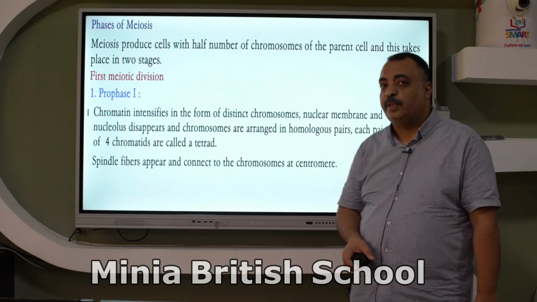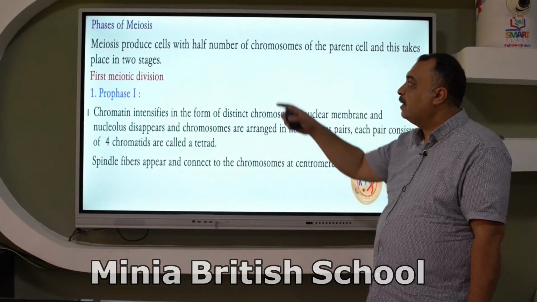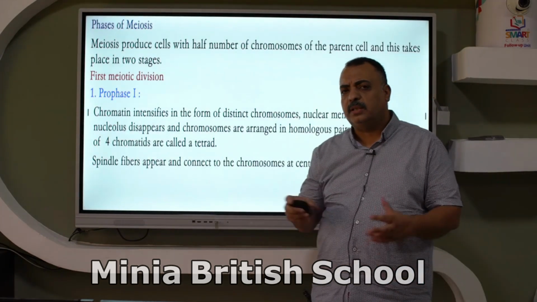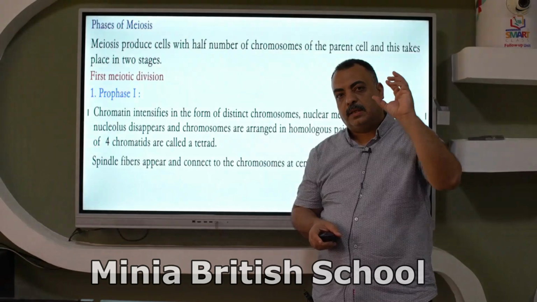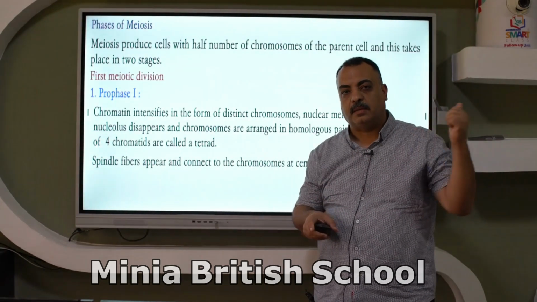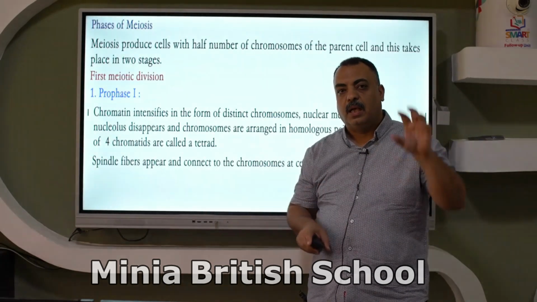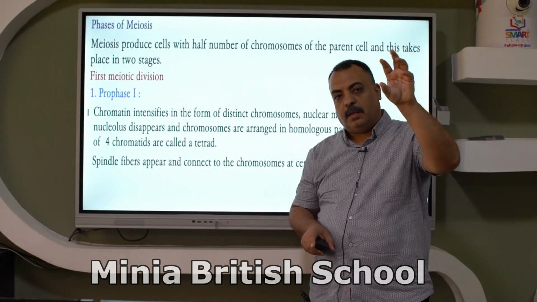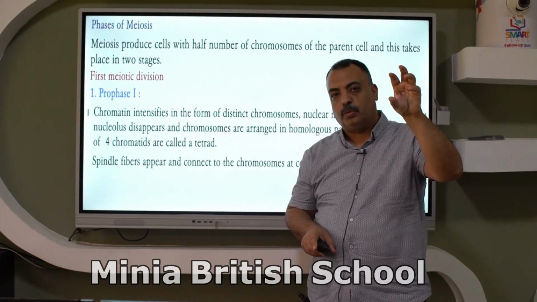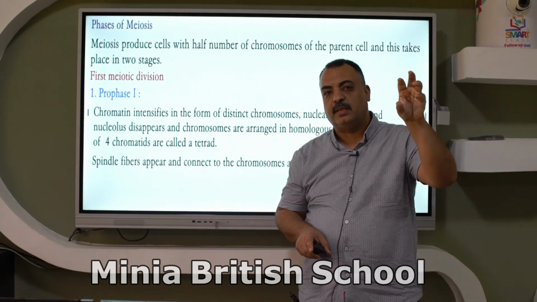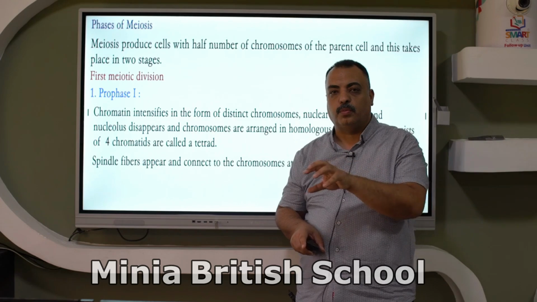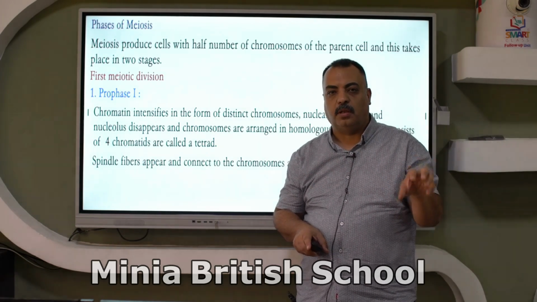What about the phases of meiosis? Meiosis produces cells with half the number of chromosomes of the parent cell. We can conclude that firstly, the original cell will give 4 cells, not 2 as in mitosis, but 4 cells here. The original cell is 2n or diploid number of chromosomes, as I say in human 46 chromosomes, and will give us 4 cells of 23 chromosomes, half the number, the haploid number of chromosomes.